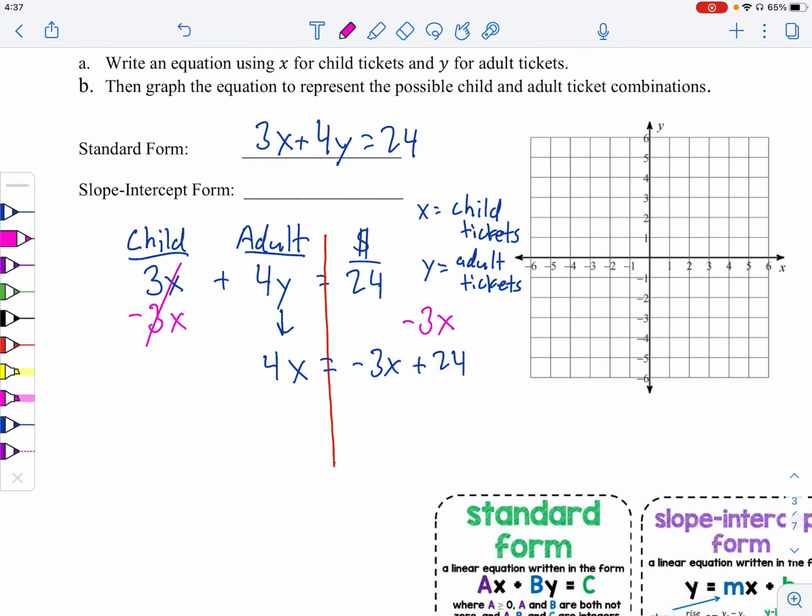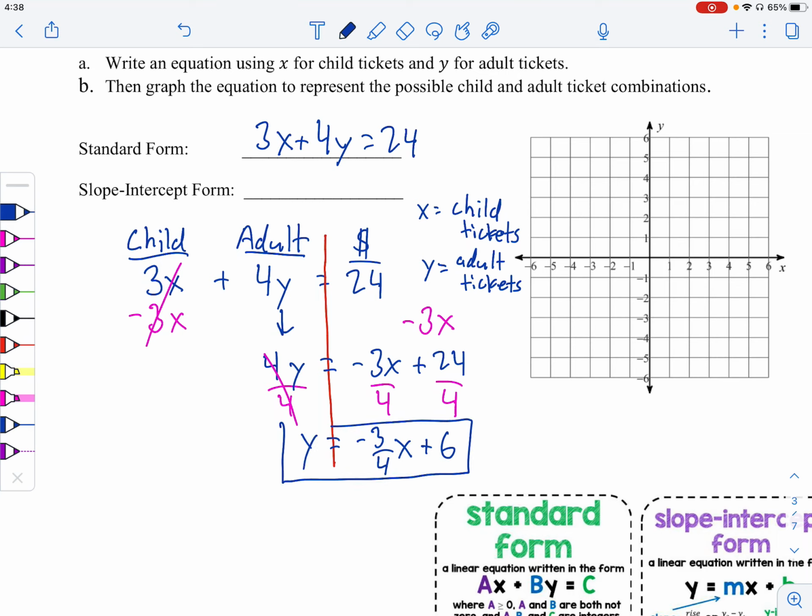And then we divide, right? Detach that 4, and we divide everything by 4. So y is equal to, leave it as a fraction, negative 3/4 x. 24 over 4 is 6. Right? And this was y, not x. So that's y. So this is our slope-intercept form right there: y equals negative 3/4 x plus 6.